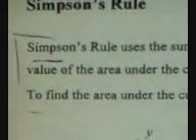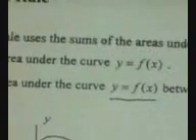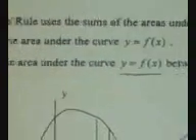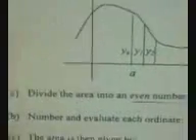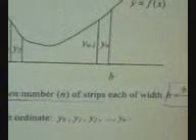Next, I'll be showing you what Simpson's rule is. Simpson's rule uses the sum of areas under parabolas as an approximation for the value of the area under the curve y equals f(x). As you see in the diagram, you can see the curve y equals f(x). To find the area under the curve y equals f(x) between x equals a and x equals b, divide the area into an even number of stripes, each of width h equals (b minus a) over n. Remember, it's an even number of stripes.